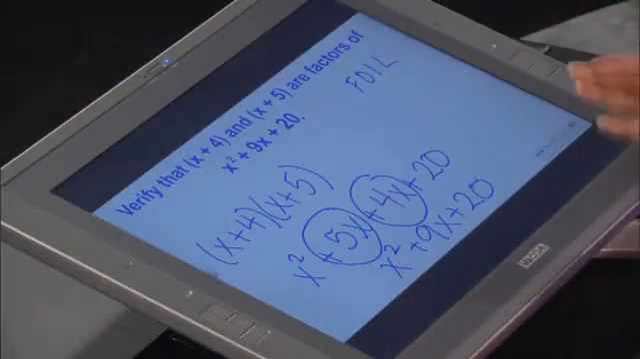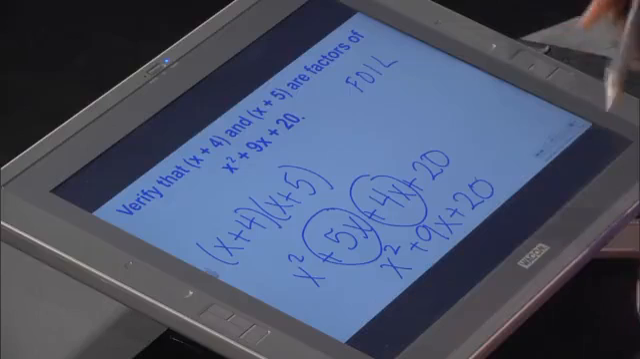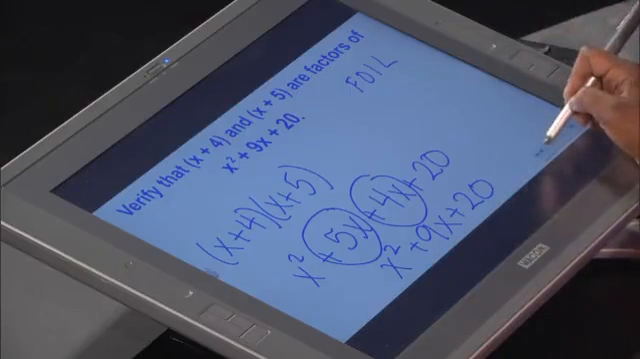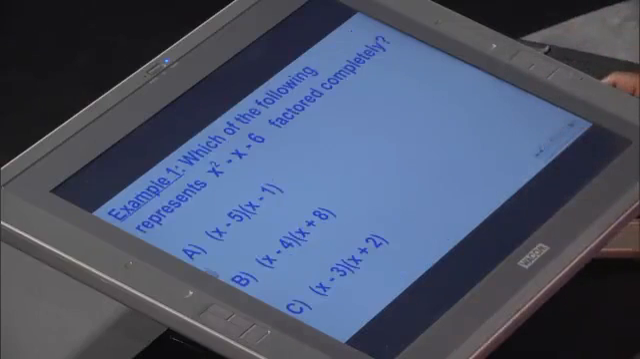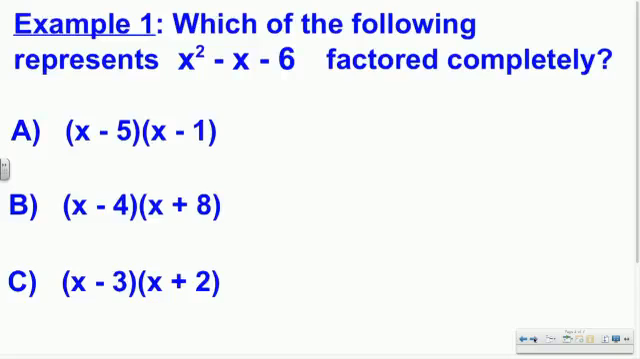Now, there's also a way that you can use your graphing calculator to make sure that you have the right answer, to make sure that your factors are actually correct. Okay, so let's look at this example. Which of the following represents x squared minus x minus 6 factored completely? All right, so now we're going to go ahead and pull out our calculator so I can take you through the steps of how to use it.